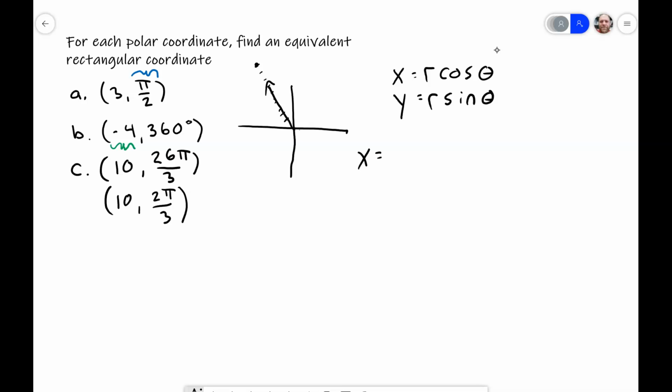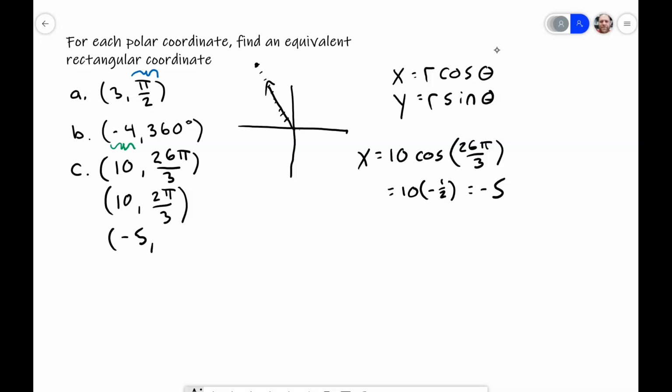just be equal to r, which is 10 times the cosine of 26 pi over 3. And that's just equal to 10 times, remember, 26 pi over 3 is coterminal with 2 pi over 3. And the cosine of 2 pi over 3 is negative 1/2. So that's negative 1/2. So this would just be negative 5. So that's the x value there.